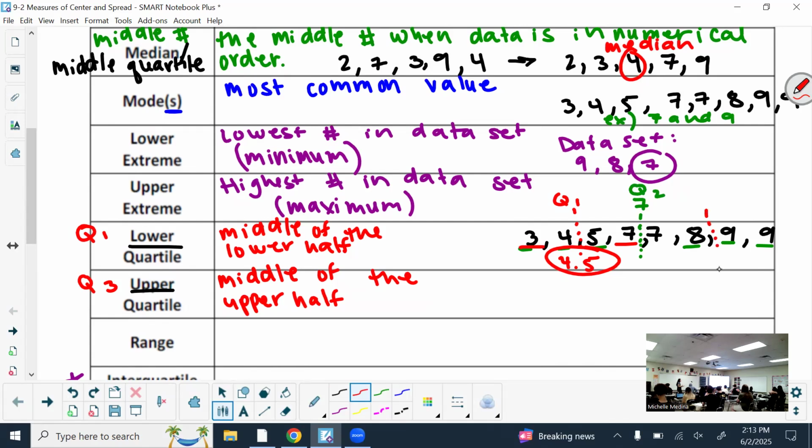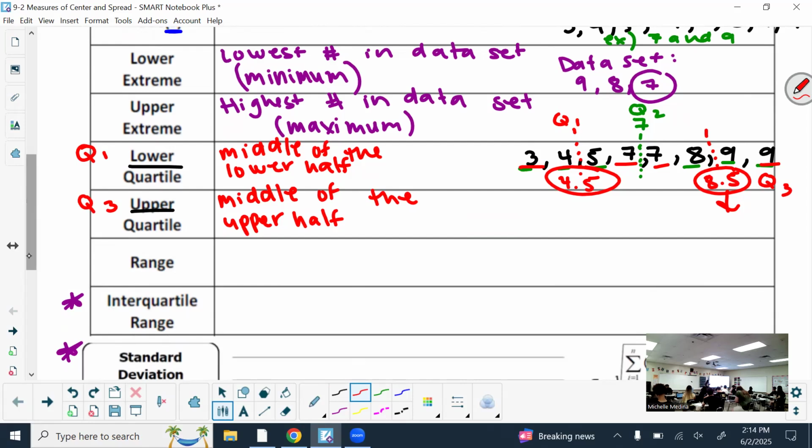Good. So 8.5 is my upper quartile because you go left, right, you see that there's two numbers in the middle. Take the average of them. 8 plus 9 is 17. 17 divided by 2 is 8.5. So then that is going to be my Q3, which is my median of my upper half. All right, this one we have to do a lot of averages. Not all the time we have to do that. It just depends on the numbers. All right, we're moving on.